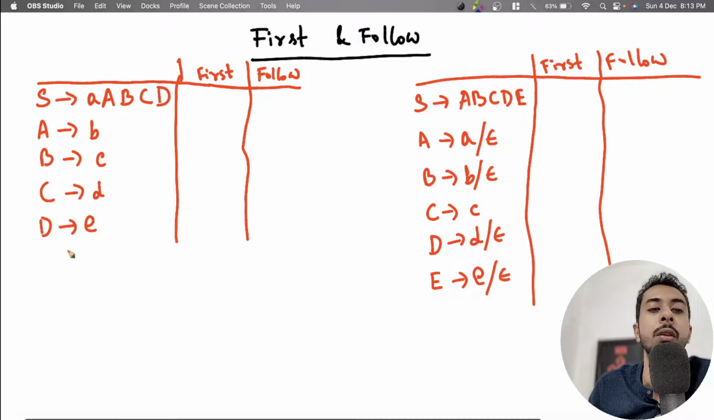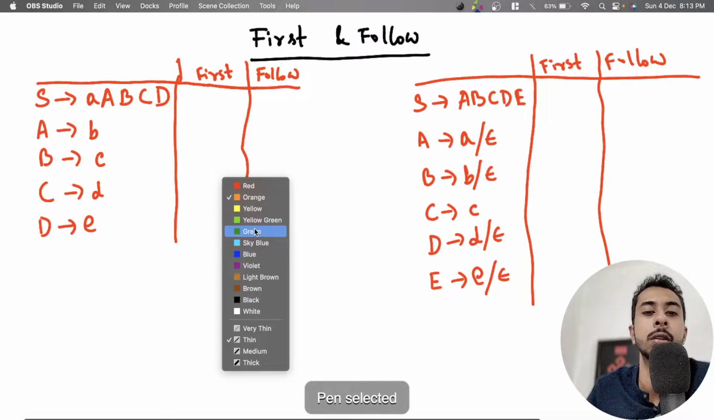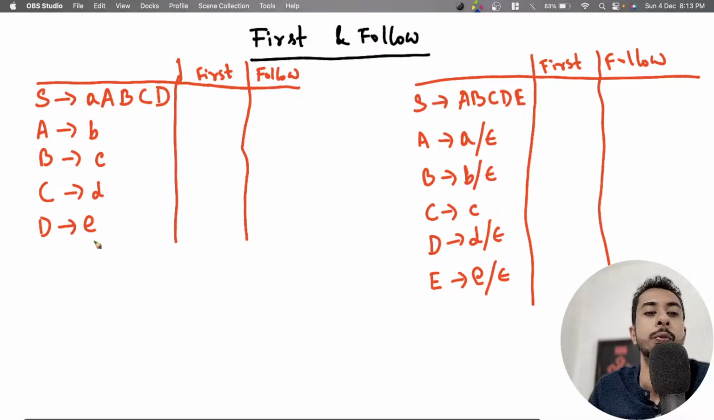Let's do the easy ones first. D derives E. So what is the first of the right hand side? Obviously E. The reason is, let's say this is for top down parsers, and somewhere D is being replaced with E. So what will be the first of it? It will always be E. Nothing else is possible, because nothing else is there.